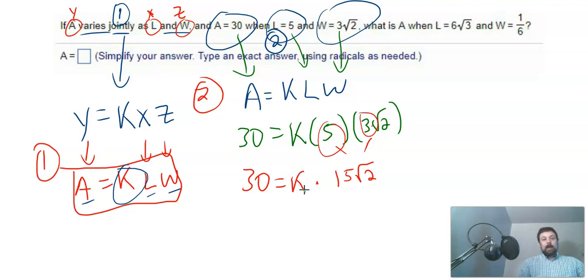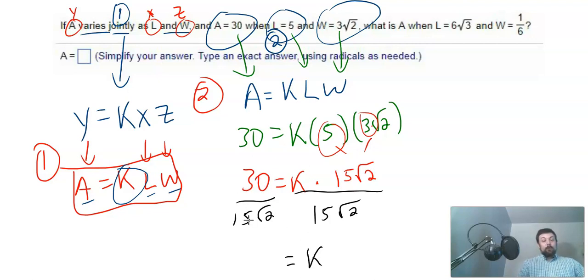Now to solve this for k, since it's still multiplication, we're going to divide by 15 square root of 2 on both sides. And then we can reduce. So it's going to be a fraction again. The 15 cancels out with the 30, but it leaves you with a 2 on top. And then the radical 2 will just stay on the bottom.